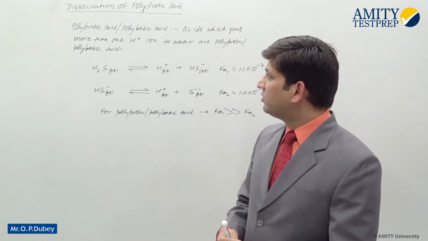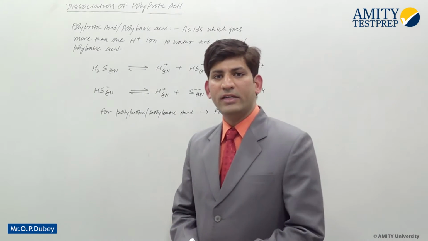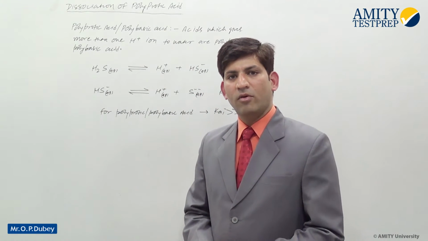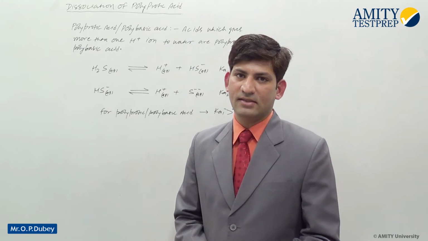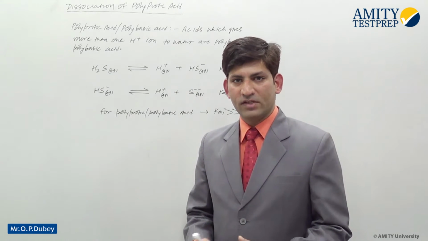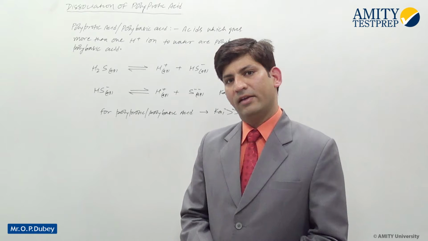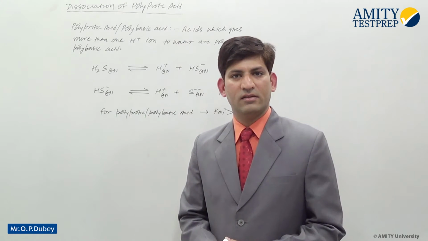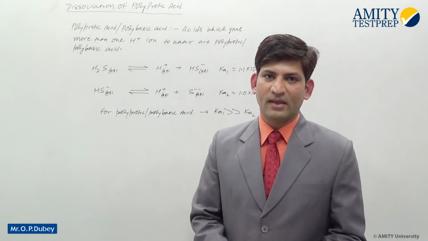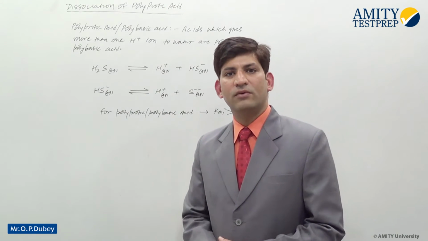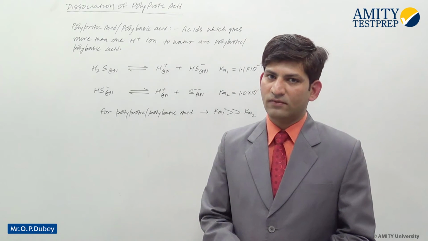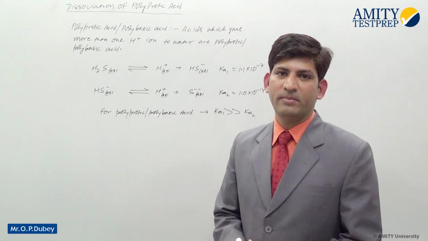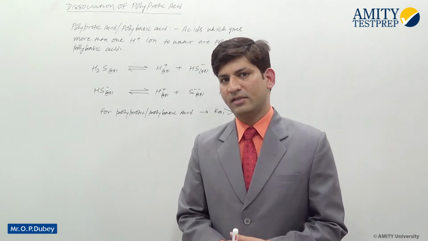In this class I am going to discuss the dissociation of polyprotic acid, or we can say polybasic acid. Polyprotic or polybasic acids are the acids which give more than one H plus ion to the water. For example, H2S, H2SO4, H3PO4 (orthophosphoric acid), H2SO3. Many examples are there of polybasic and polyprotic acids.